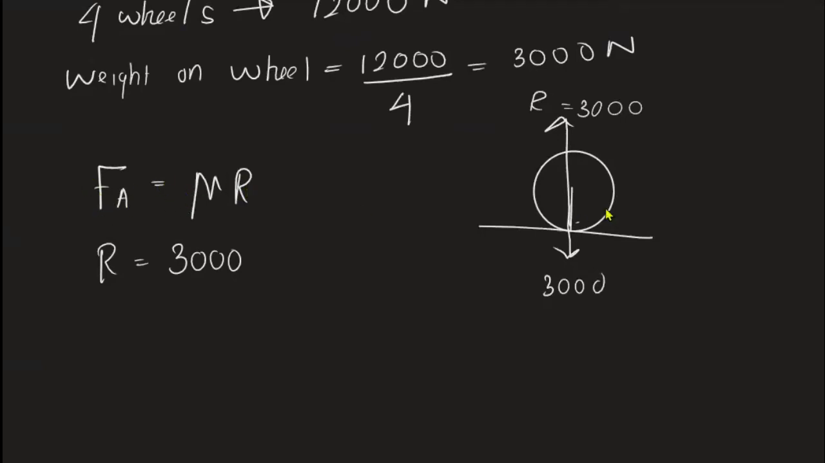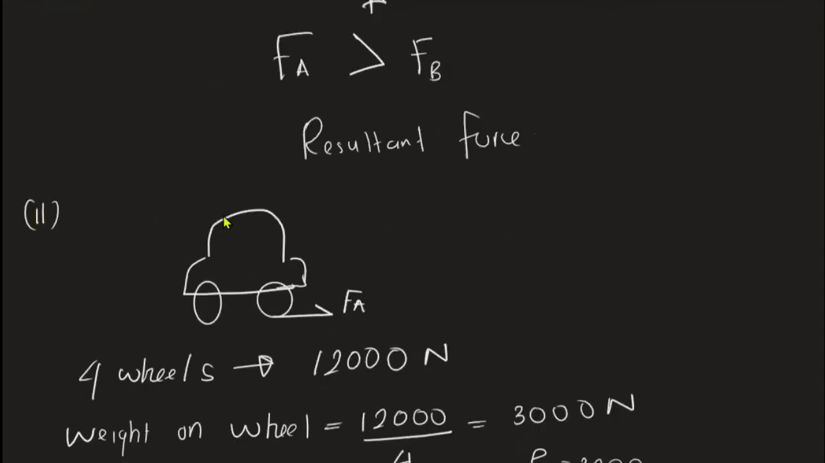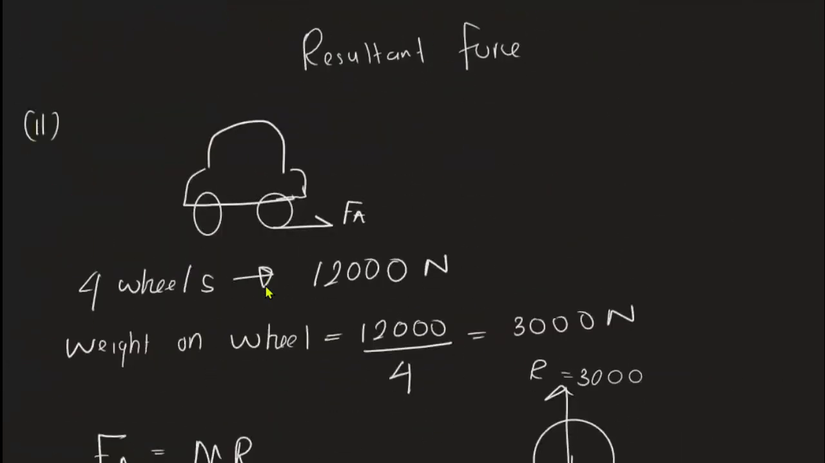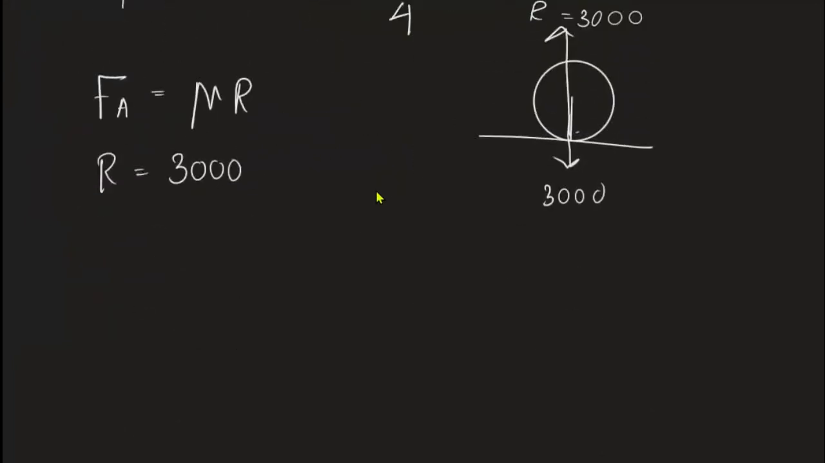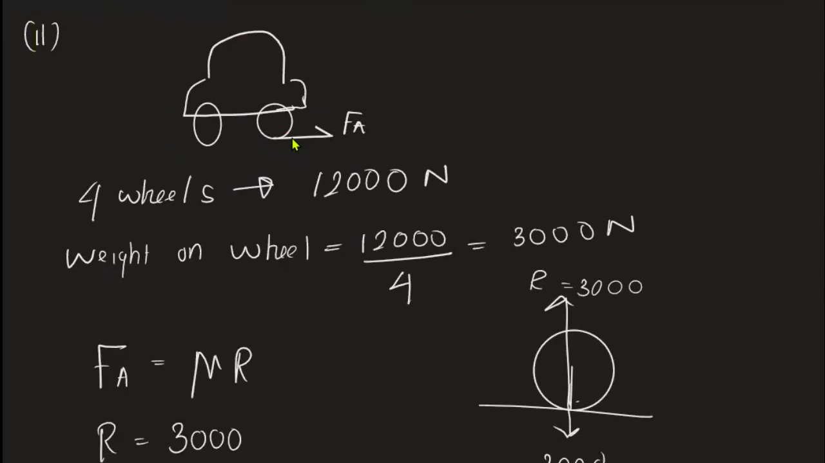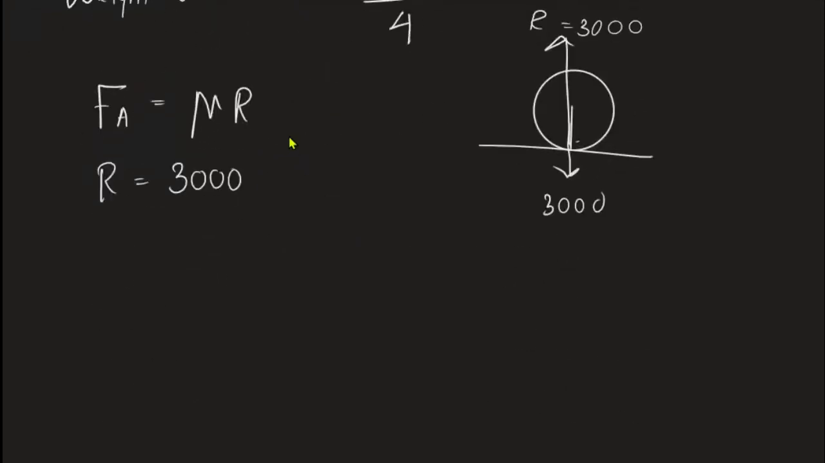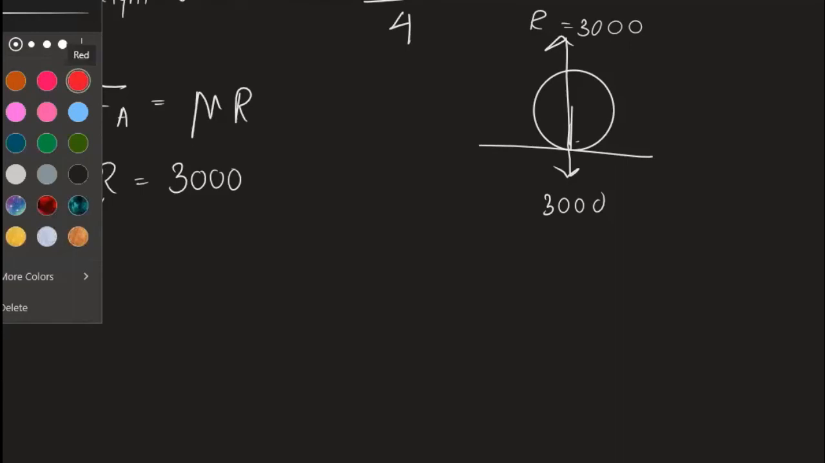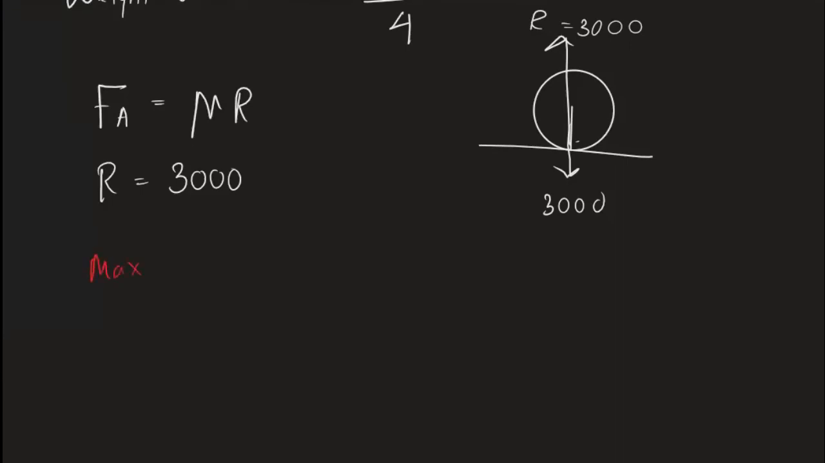So now it is initially at rest. We need to just start motion. That is what we need to do, right? They're saying calculate the maximum initial driving force of the car. The car is initially at rest. We need to just start motion. So when we need to just start motion, the friction that we are dealing with is what? The maximum frictional force, right?